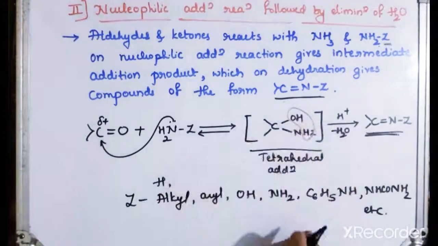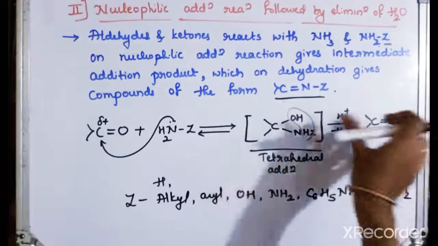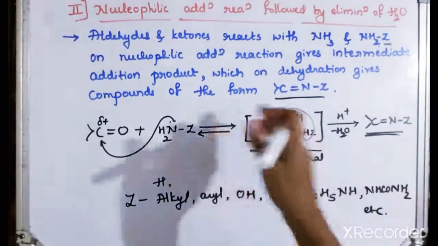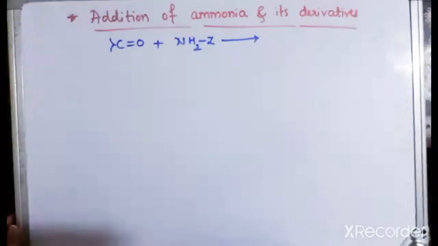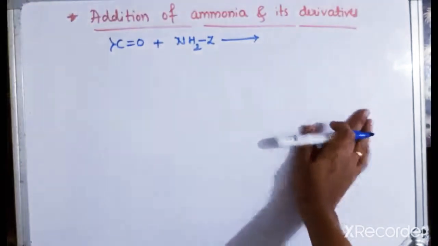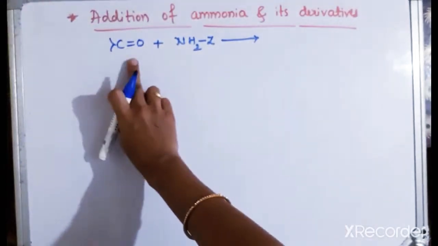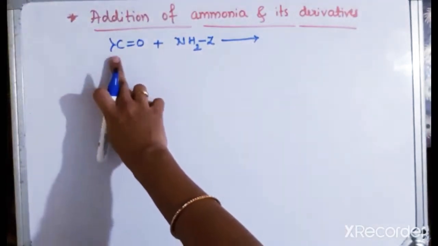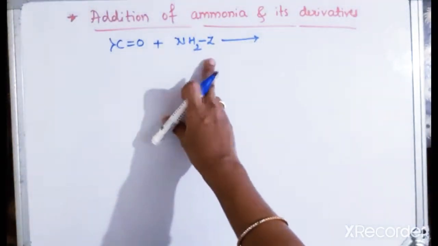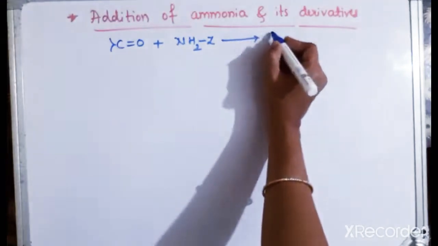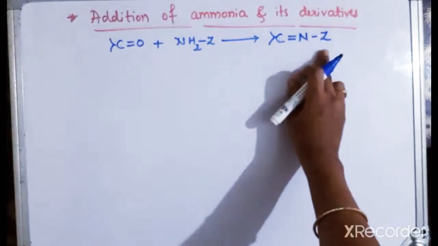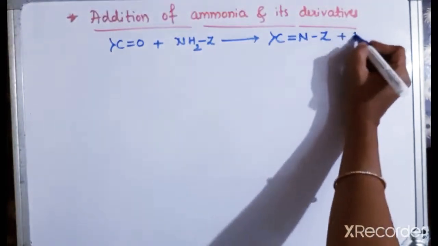Okay, so we'll see the examples of how the addition takes place by ammonia and its derivatives, and what products are formed by the reaction. Now, if I consider the carbonyl compounds, it may be an aldehyde or a ketone, when it is treated with ammonia or its derivative, compounds are formed which are represented by the formula C double bond N Z, and there is a loss of water, right?